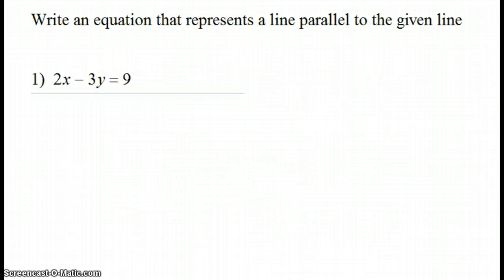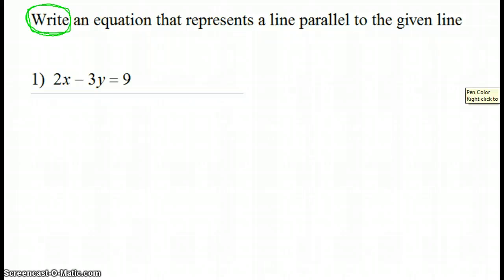We're going to go through a few example problems. You should do these on your packet with me as I do them, and then refer to this example as you complete the rest of them. We need to annotate our directions so that we understand what the question is asking. First of all, we always put a circle around the action. Write an equation of a line that represents a line parallel to the given line.